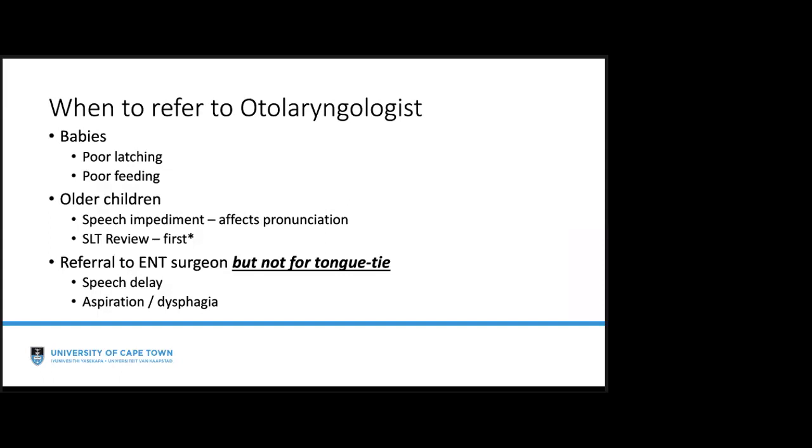So babies with poor latching or poor feeding, and older children who have a speech impediment, which affects their pronunciation. However, they should be reviewed by a speech and language therapist first. Speech delay and aspiration or dysphagia are not related to tongue tie and shouldn't be believed to be the cause of or secondary due to a tongue tie, but an ENT surgeon should investigate further for these symptoms.